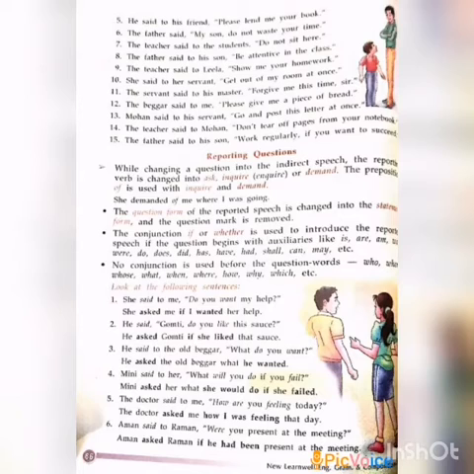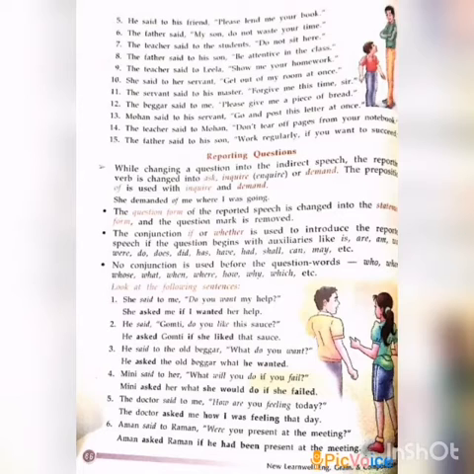No conjunction is used before the question words who, whom, whose, what, when, where, how, why, which. These are the question words. Before that, we don't use any conjunction. Look at the following sentences. The first one: she said to me, "Do you want my help?"